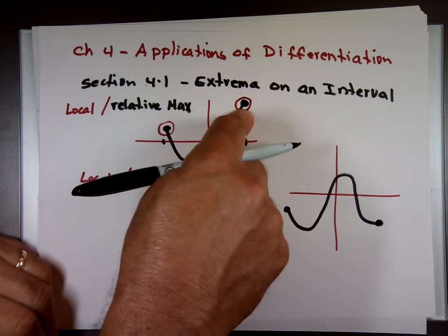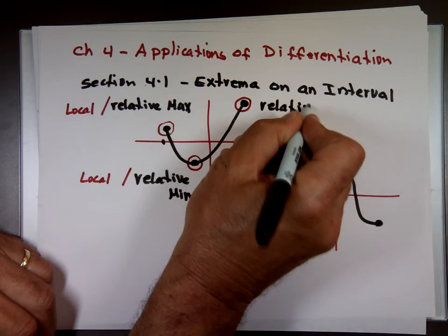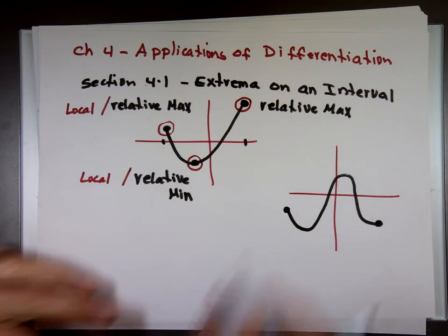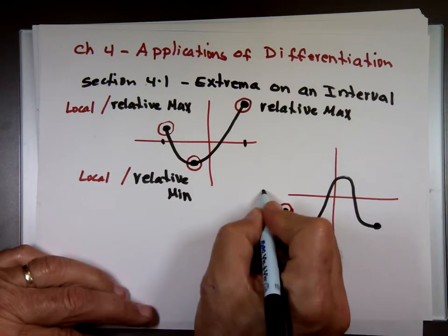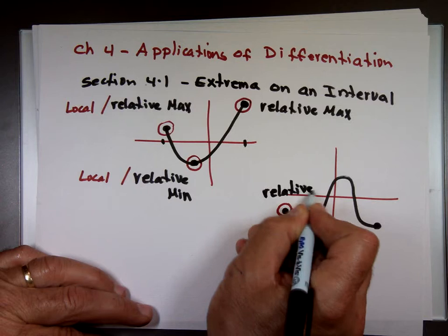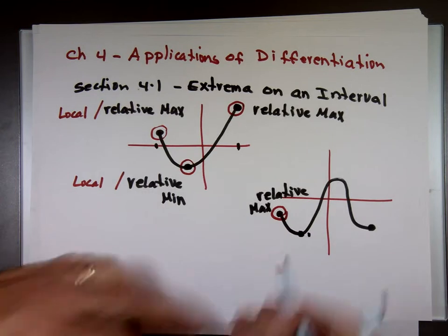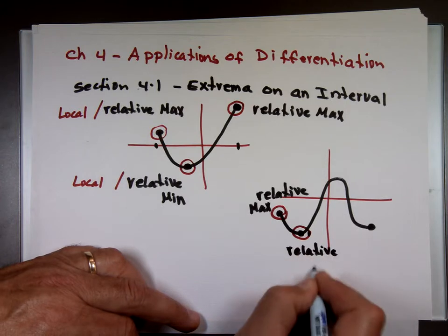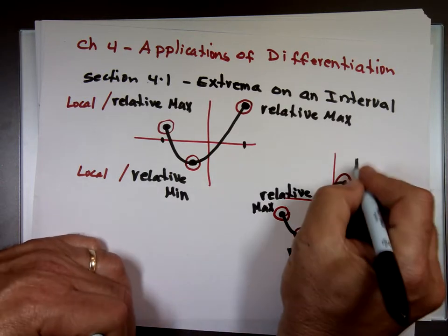In this neighborhood, that's also what? A maximum value, relative or local max. I'll come back and revisit these. What about this point? That's a relative max. What about this point here? Relative min. What about this point here? Relative max.